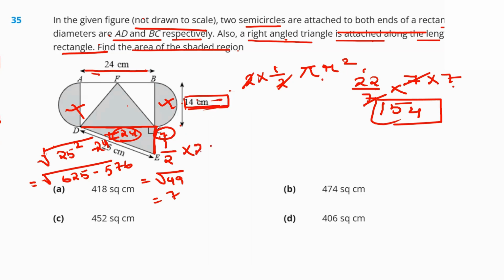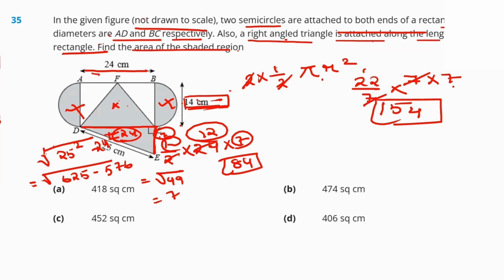Half into base 24 into height 7. 2 12s are 12 into 7 into 1. That's 12 sevens are 84. Okay. So we have found for the third part also. Now this one last part left. What should be the formula to this?